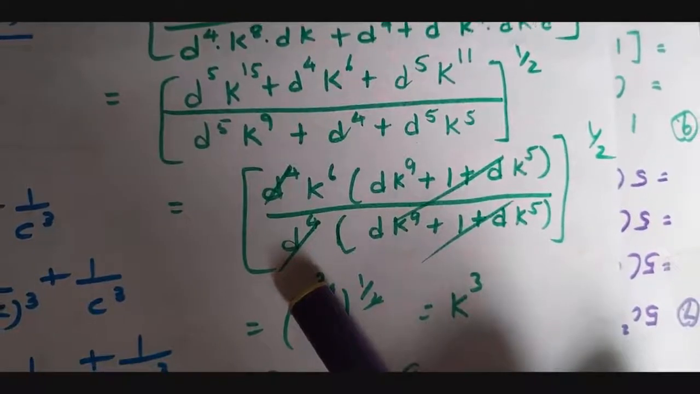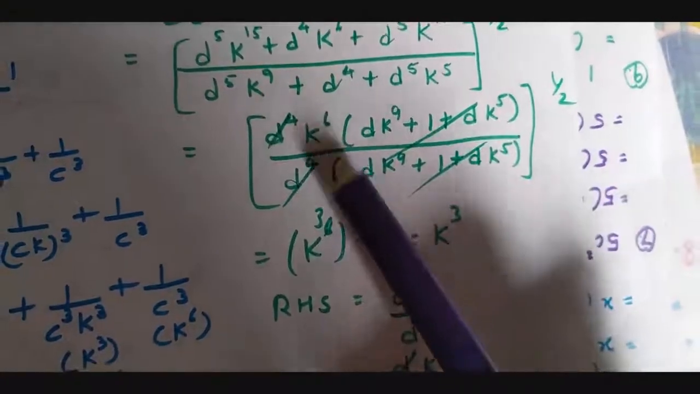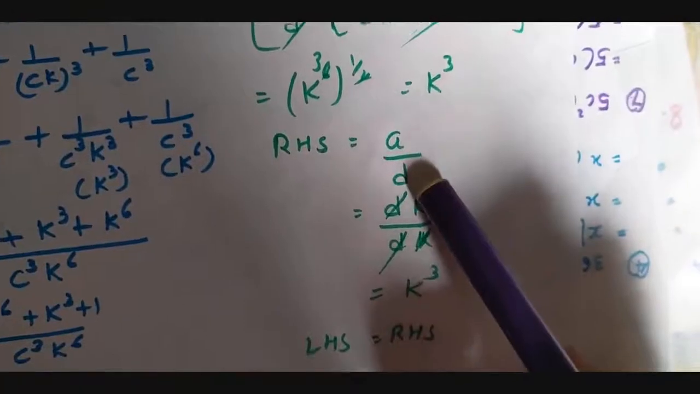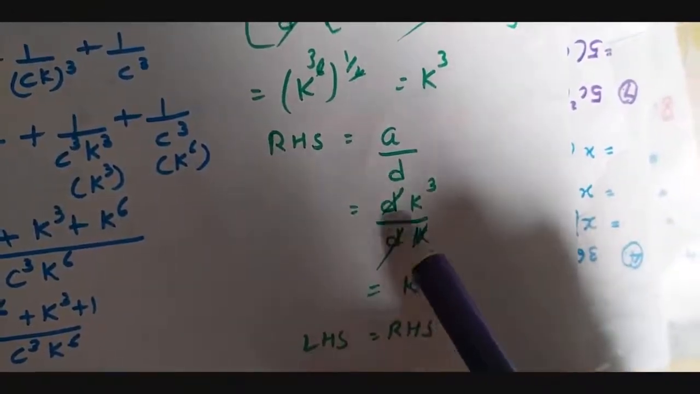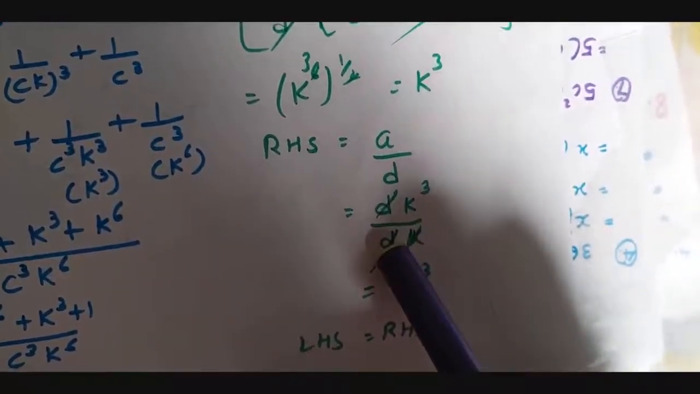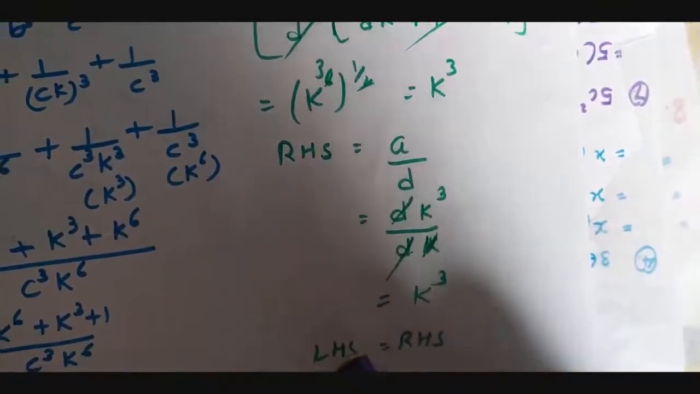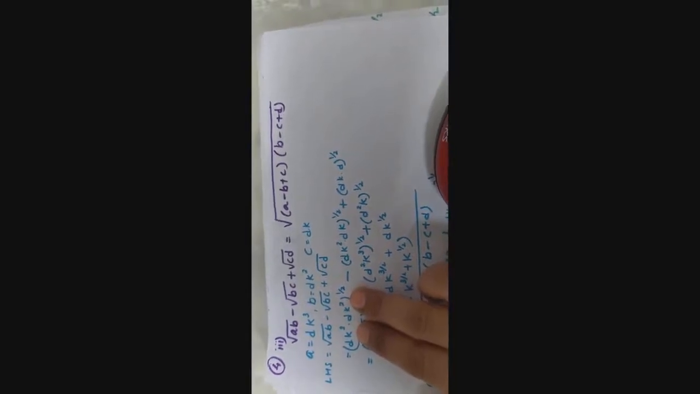Denominator also likewise, and then we have all cut only k^6 1 by 2, so k cube, and right hand side also a by d, that is dk cube upon dk, dd cut, and k is not here because d value we don't have, so only dd cut and k cube we left, so LHS is equal to RHS.